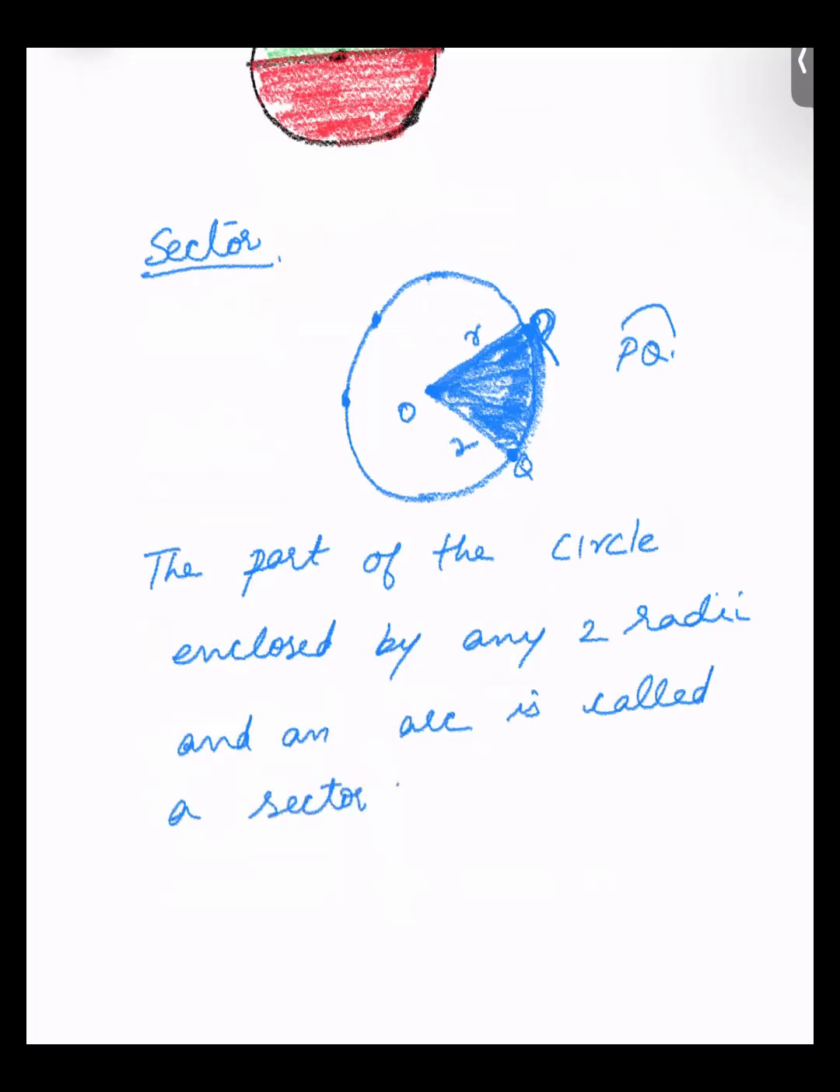Got it? So what is a sector? There are two radii. OP is one radius, OQ is another radius. What are the endpoints? Here it is P, and here it is Q. What is PQ? PQ is an arc. So the area enclosed by an arc and two radii of the circle is called a sector.